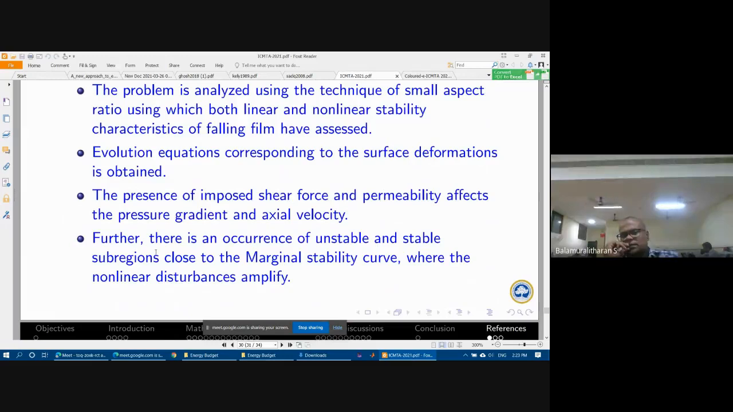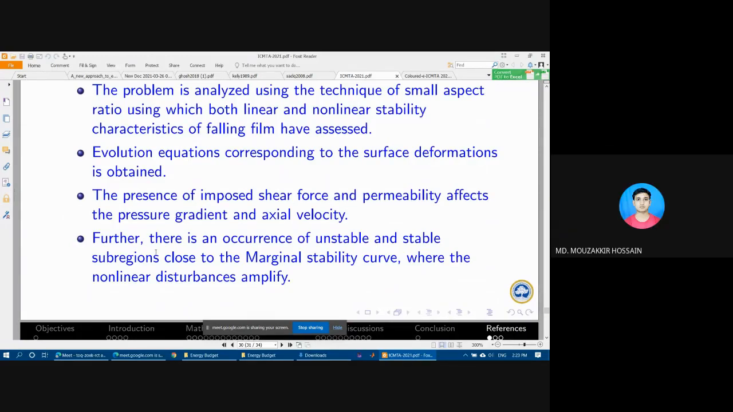Then we can see that if I increase the shear stress, it will be more unstable along the positive direction. But if I apply it in the opposite direction, that means against the flow direction, then you can see that the fluid will be more stable. Same thing for the permeability also.